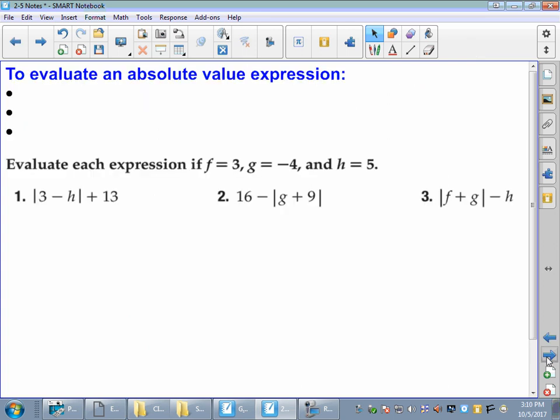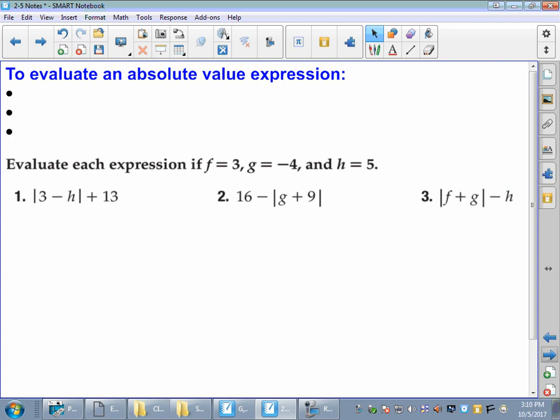So we're going to evaluate these things, and then we're also going to solve these things. The difference is, when we say evaluate, we're going to find the value. I'm going to be given a value for the variable. We're not solving for the variable. Notice there's no equal signs in these. It's just plugging in and simplifying.